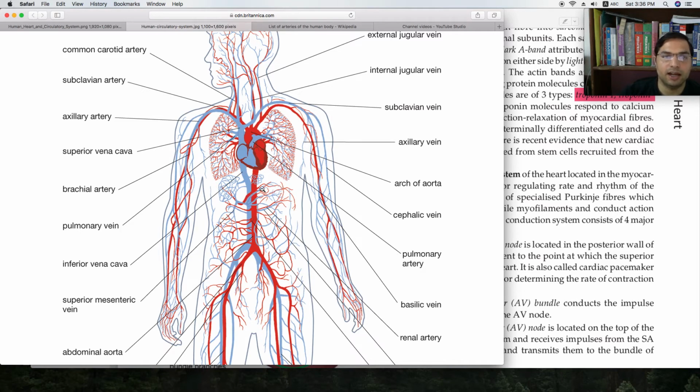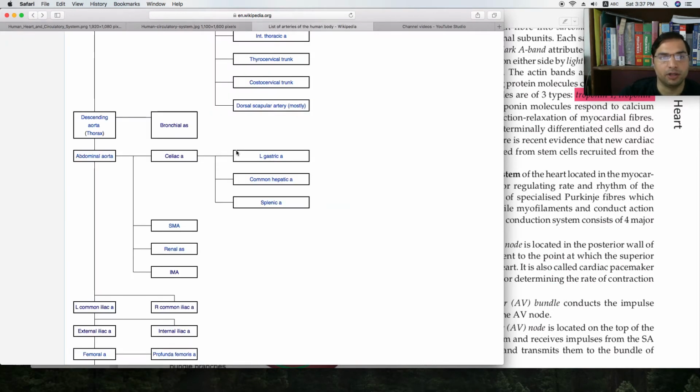Now this celiac artery, here it is not very clear, but it gives its first branch as the common hepatic artery or hepatic artery, which supplies blood from the abdominal aorta to the liver. There is one more branch which goes to the stomach, the gastric artery, and one more branch which goes to the spleen, the splenic artery, right? So three arteries from the celiac artery: gastric artery, common hepatic artery, and splenic artery.